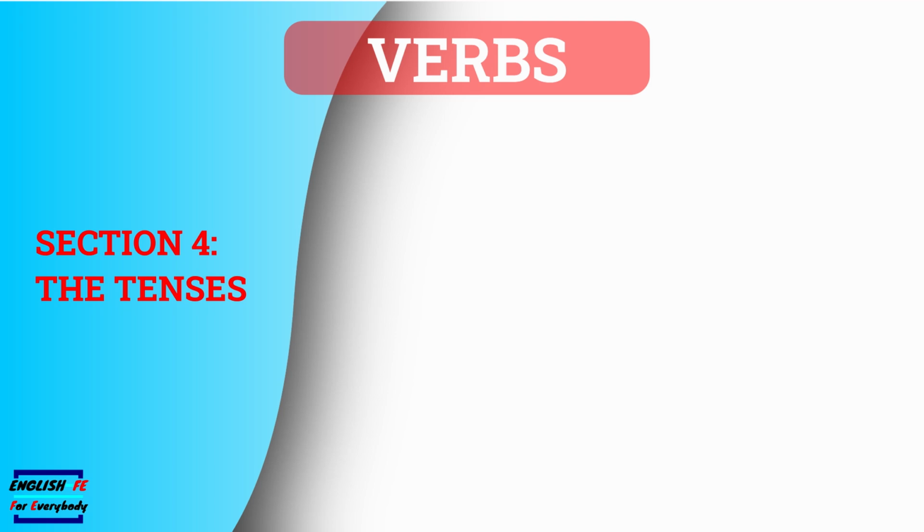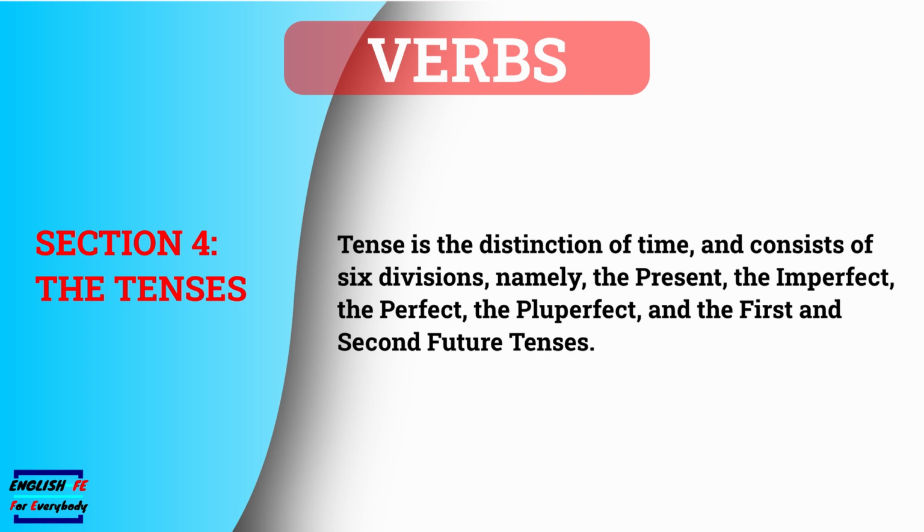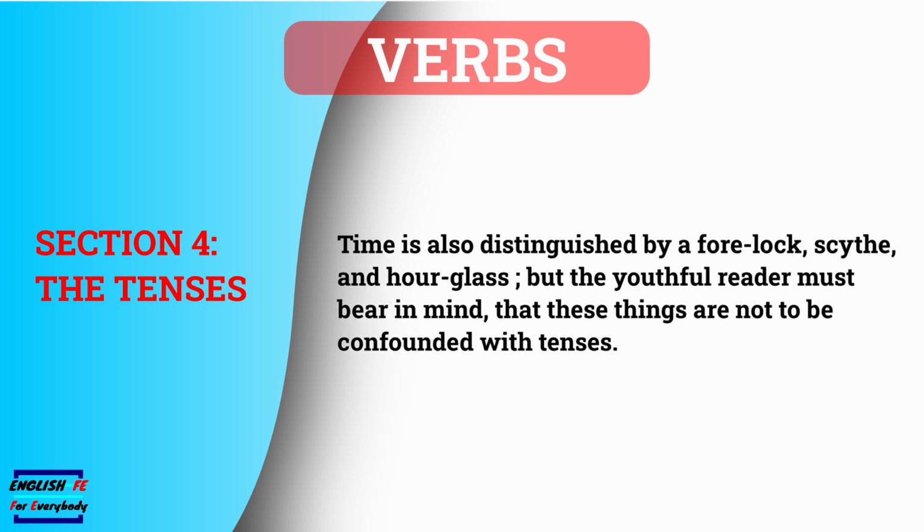Section 4, of the tenses. Tense is the distinction of time, and consists of six divisions, namely the present, the imperfect, the perfect, the pluperfect, and the first and second future tenses. Time is also distinguished by a forelock, scythe, and hourglass, but the youthful reader must bear in mind that these things are not to be confounded with tenses.